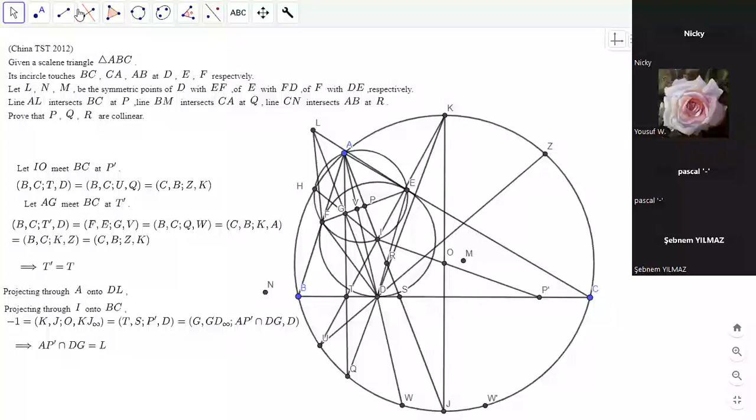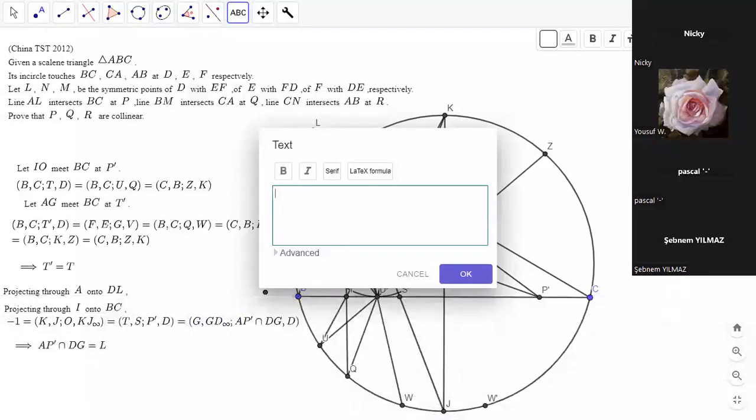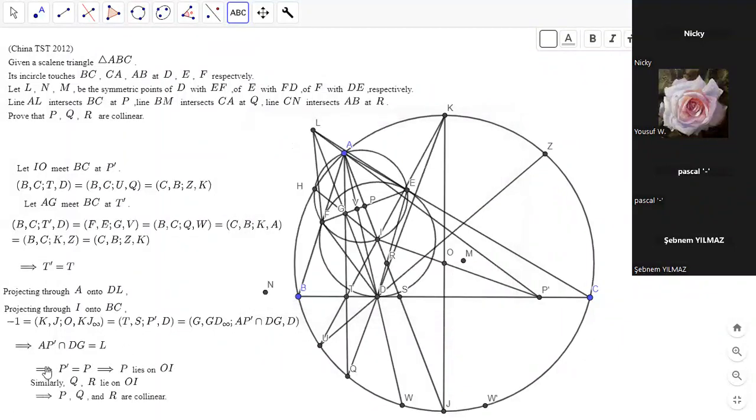So once we know that, basically we know that P prime equals P, so P lies on OI. And then similarly, Q and R lie on OI. And then that means that P, Q, and R are collinear. So yeah, this is a fun one. Yeah, I think I do remember us doing something like this before.